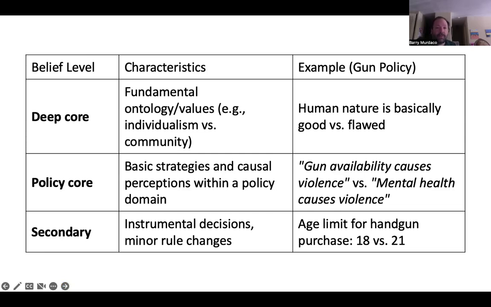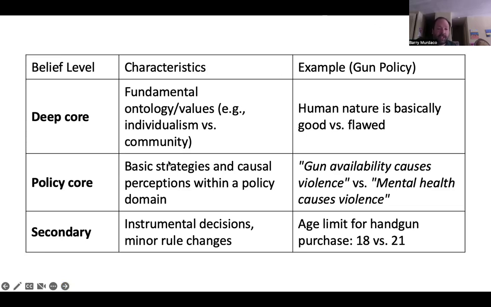The policy core, the basic strategies and causal perceptions within a policy domain. So, for example, gun availability causes violence versus mental health causes violence. So these are the sort of core beliefs on both sides of the issue. Some people say that the availability of guns is causing all these mass shootings, whereas gun advocates would say, well, it's a mental health issue. Guns don't kill people; people kill people. We've all heard that expression before. So those are their sort of core beliefs here, at least regarding policy.